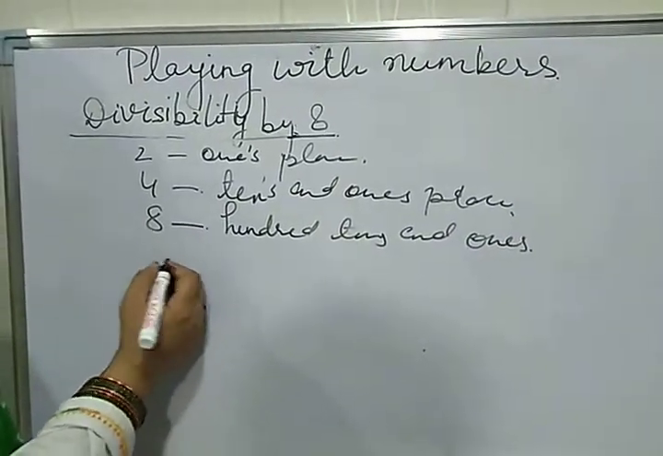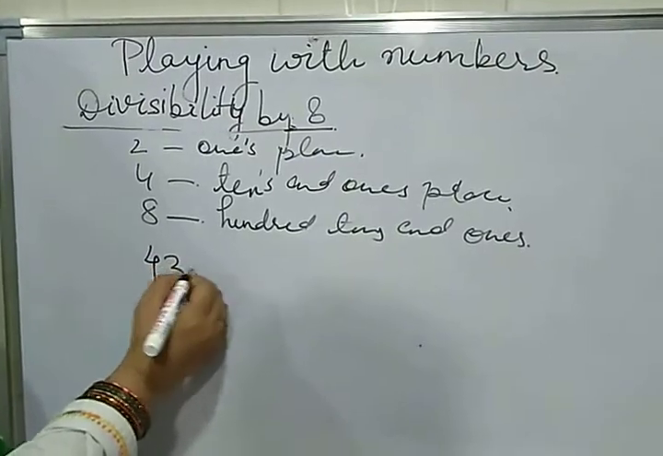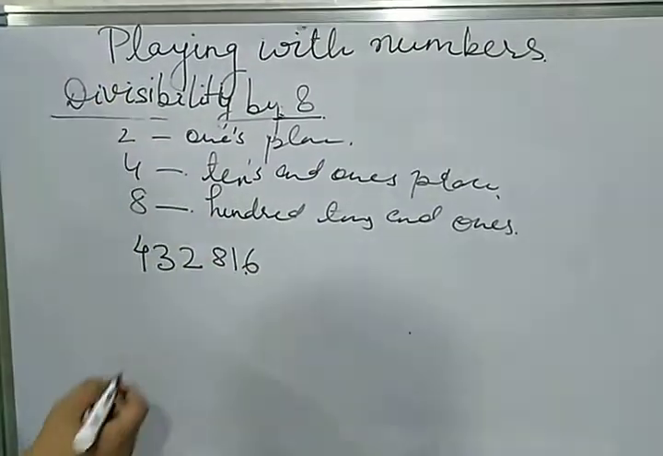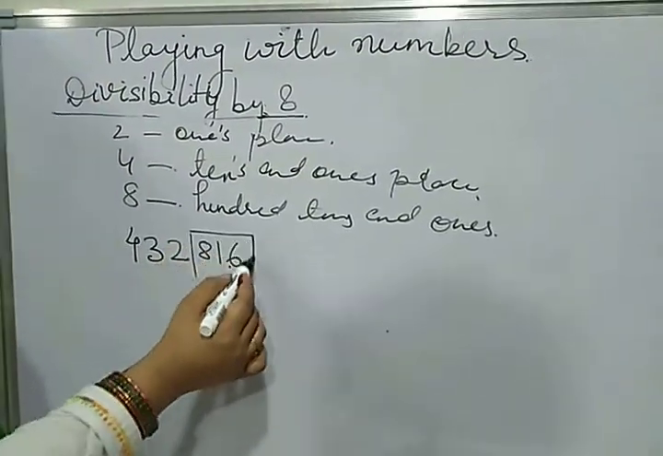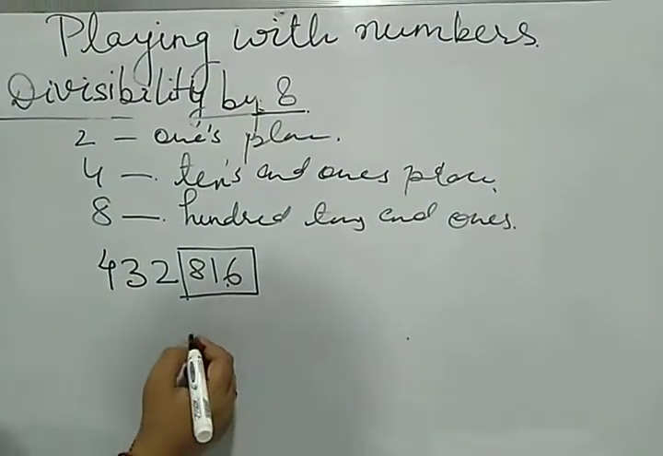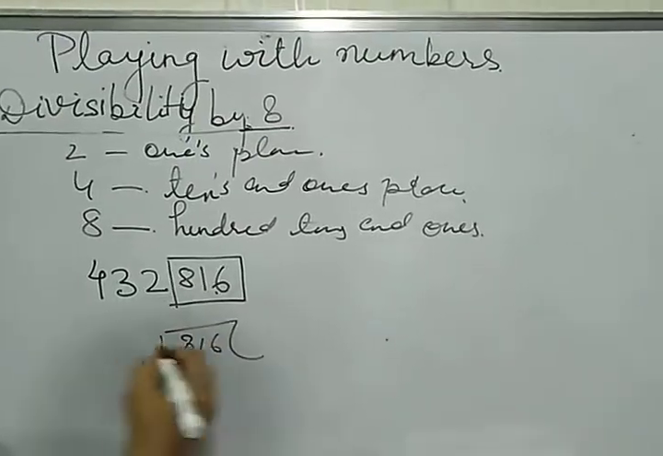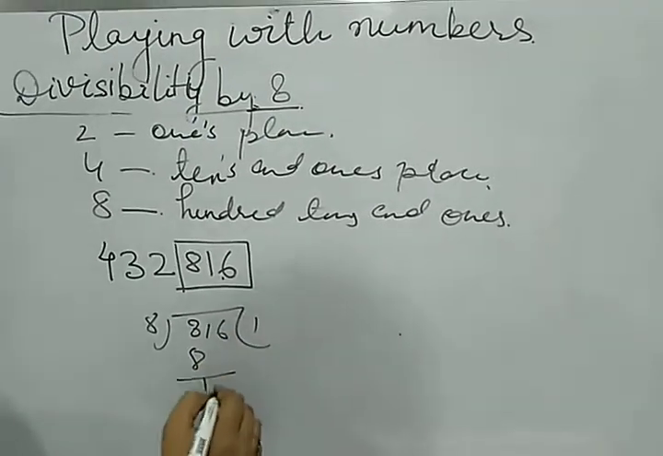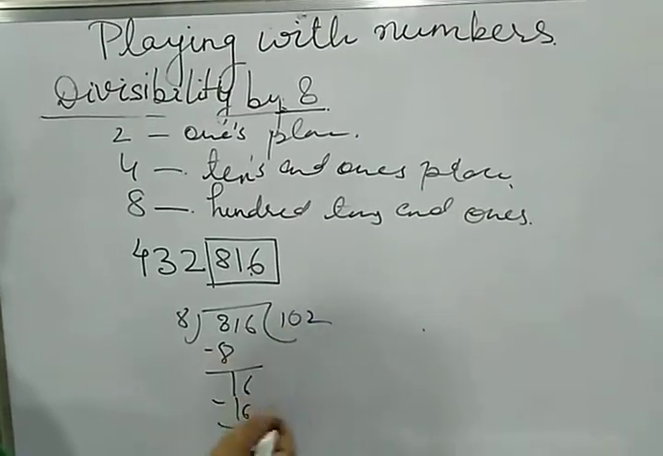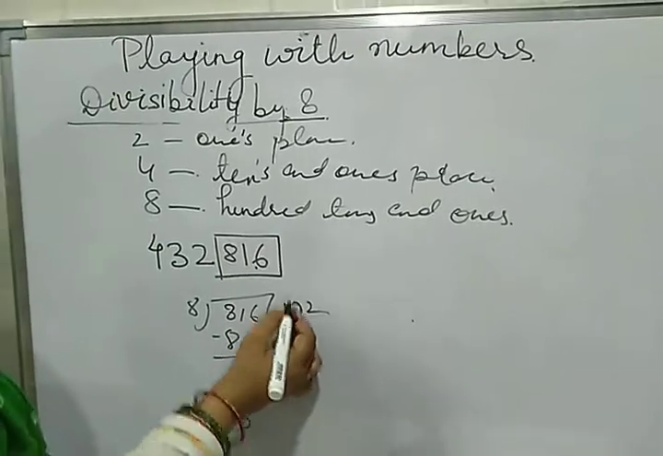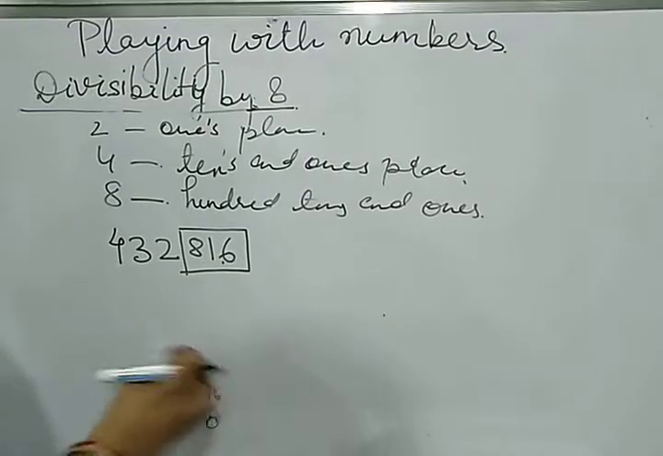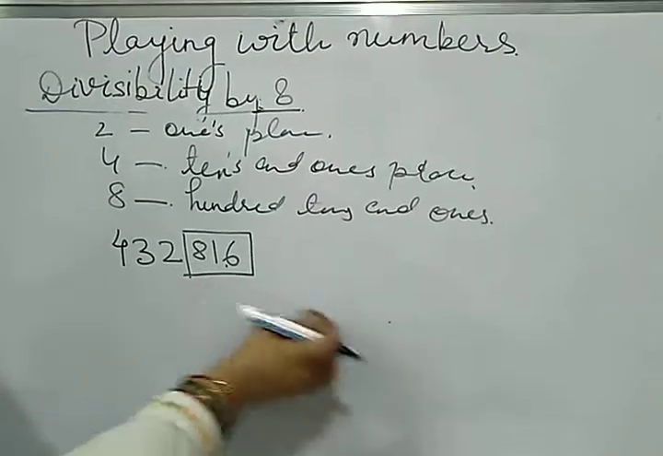Suppose the number is 432816. Then we will see the last three digits of this number, 816. Is it divisible by 8? Divide by 8. It is exactly divisible by 8 because the remainder is 0. So if the last three digits are divisible by 8, the whole number will be divisible by 8.